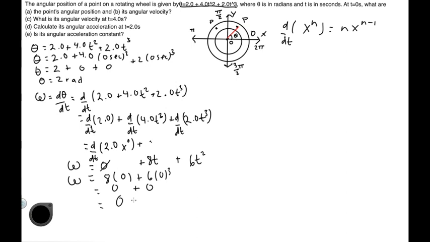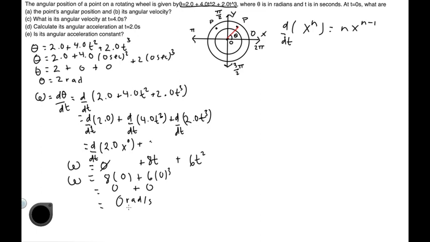And the units that we use for angular velocity is going to be radians per second. So what this tells us is at time equals 0, its angular velocity is going to be 0, right? And this makes sense because at time equals 0, the wheel is going to be stationary. It's not going to be moving at all.